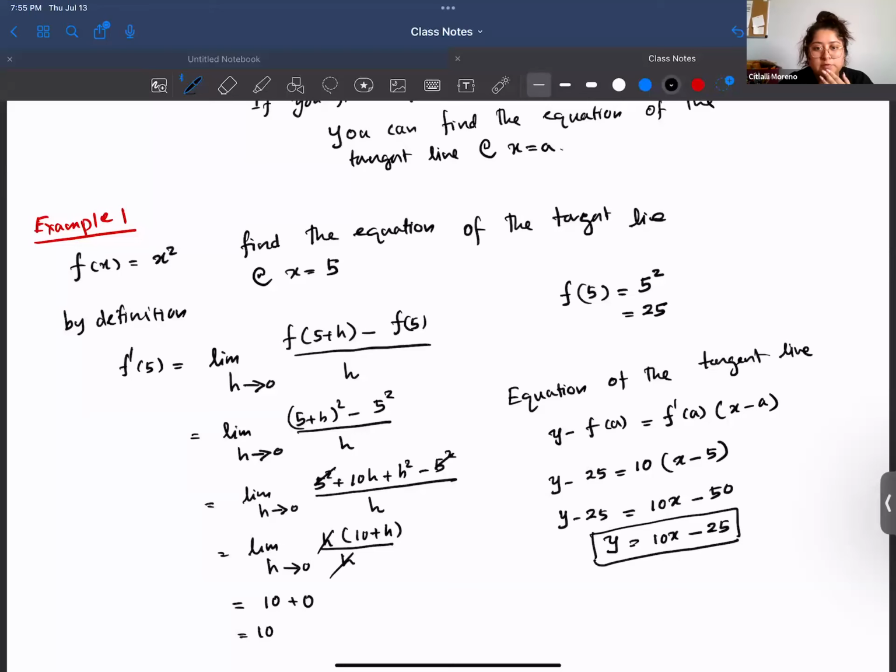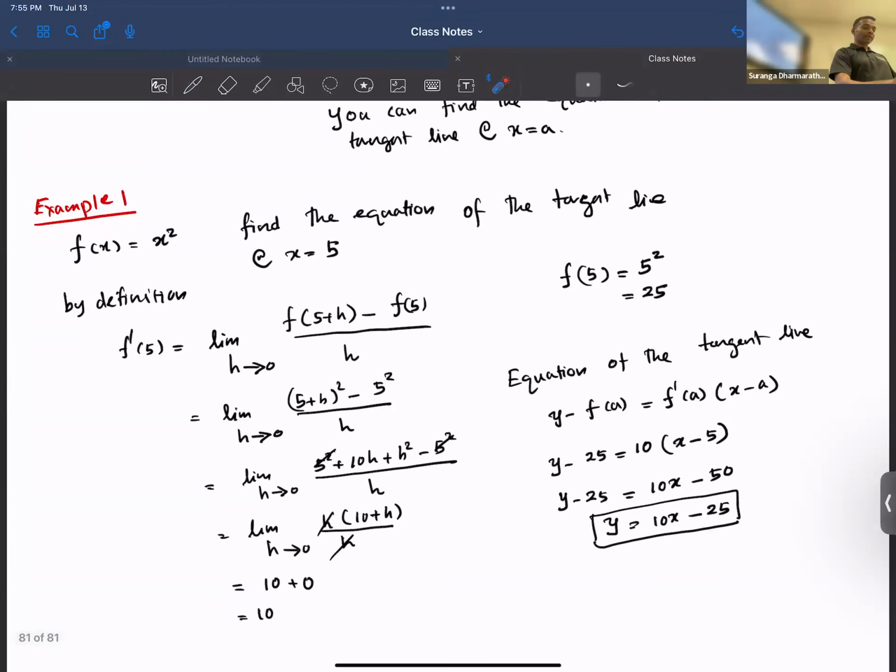I have a question before we move on. I think I missed where we got the 10h. You missed where you got the 10h? Okay, so let me explain again. Do you understand the definition? The limit as h goes to 0 of f of 5 plus h minus f of 5. That comes from the definition. Then what I did was f of 5 plus h is 5 plus h squared. Do you understand that one? Yes. Then this is 5 squared, okay? And then divided by h.